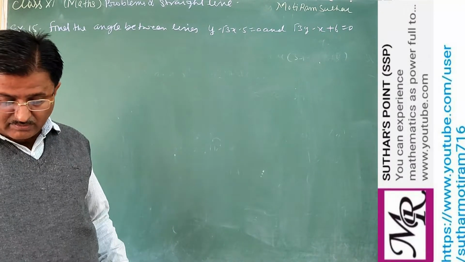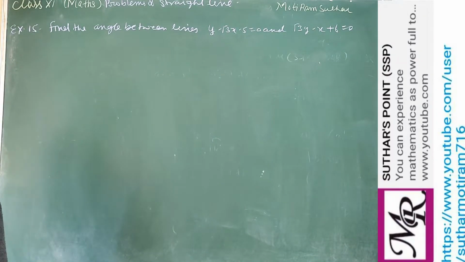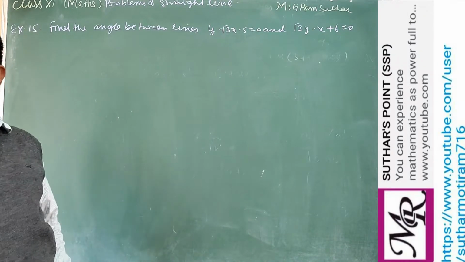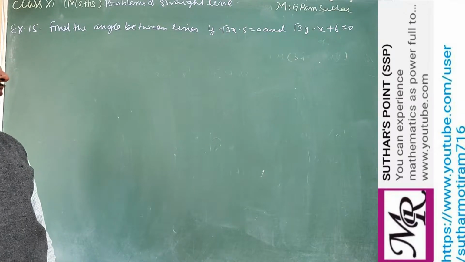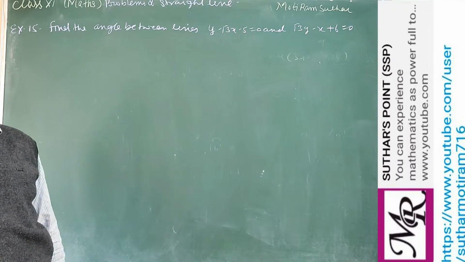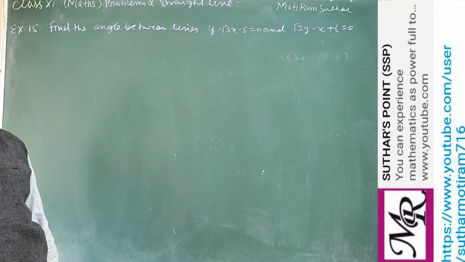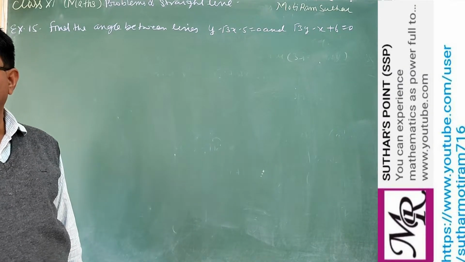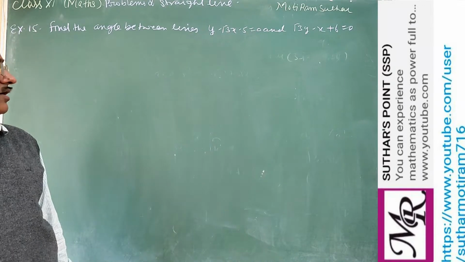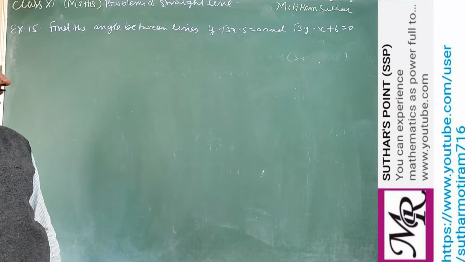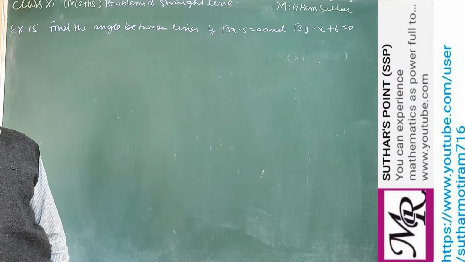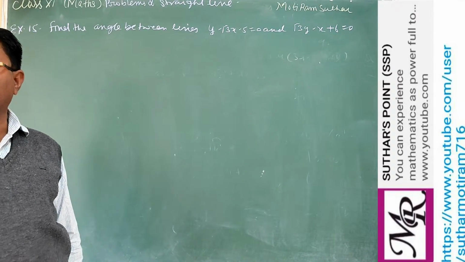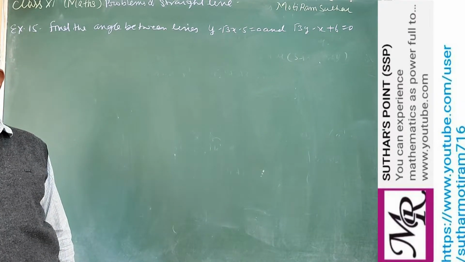So here, first example we see: find the angle between the lines. We are given two lines in general form, y minus root 3 x minus 5 equal to 0 and the second line root 3 y minus x plus 6 equal to 0. So we know one formula: if theta is the angle, then tan theta equal to mod of (m2 minus m1) upon (1 plus m1 m2). That formula we can use.